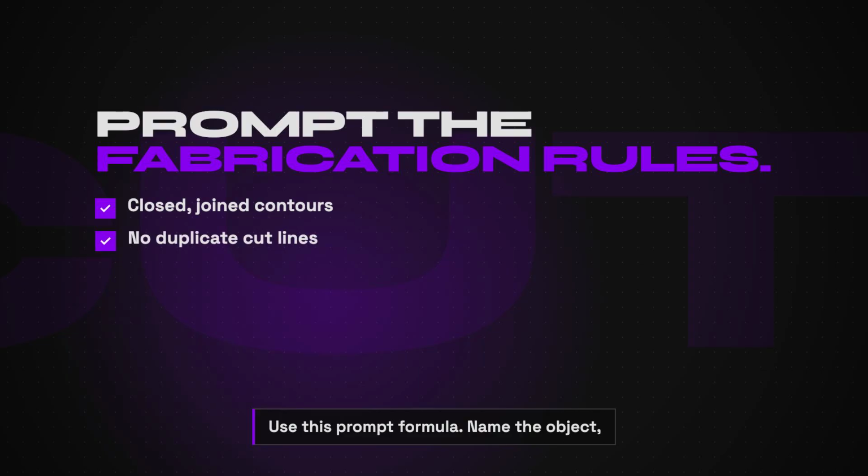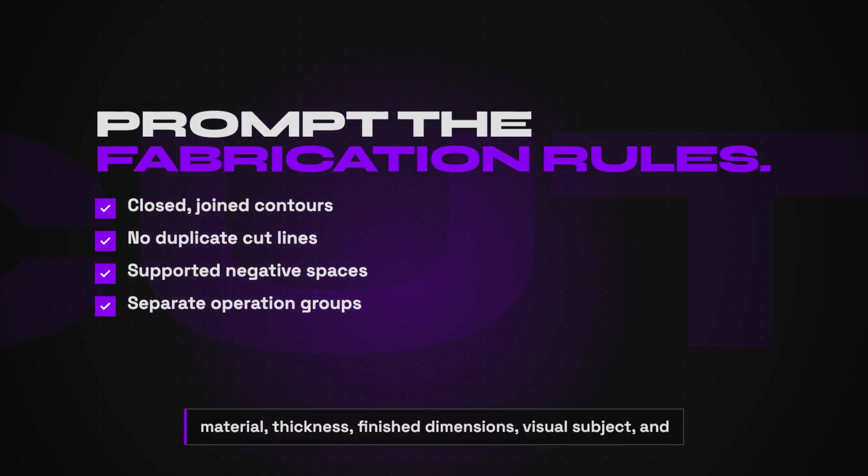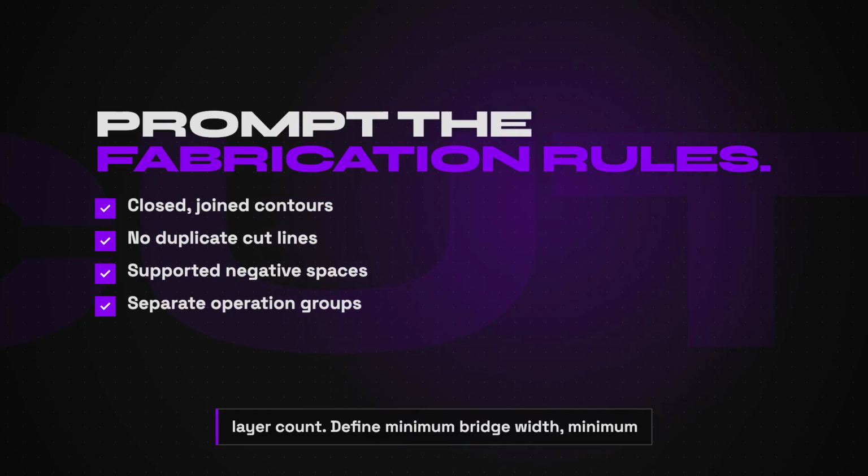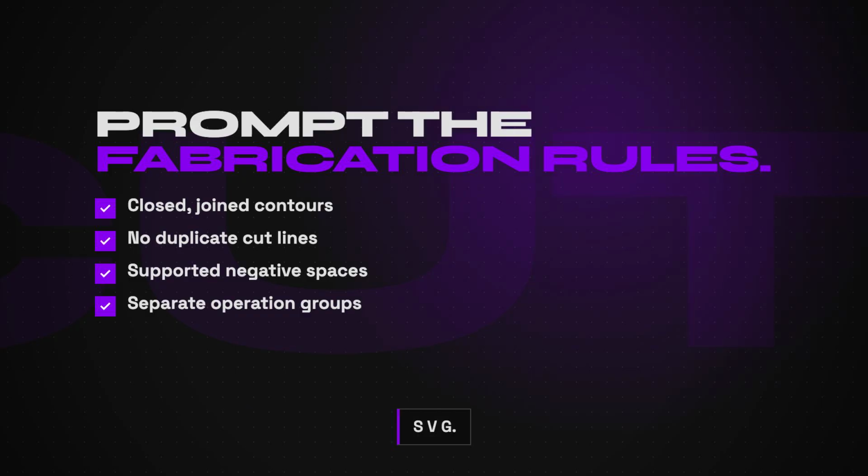Use this prompt formula. Name the object, material, thickness, finished dimensions, visual subject, and layer count. Define minimum bridge width, minimum gap, kerf allowance, cut versus engrave logic, and forbidden features. Finish with closed paths, no duplicate lines, no floating islands, and clean editable SVG.